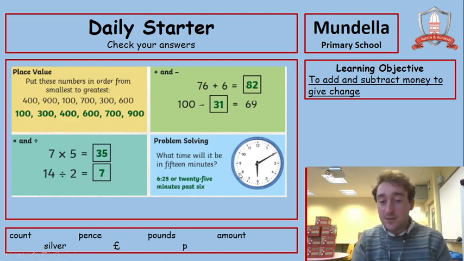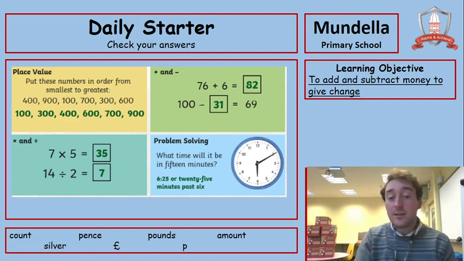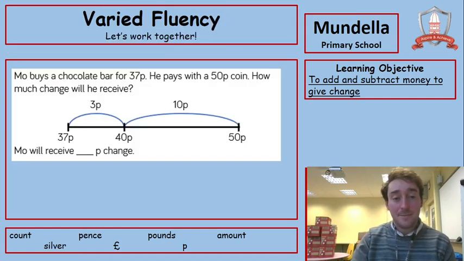What time will it be in 15 minutes? Well, there it shows the little hand on the 6 and the big hand on the 2, which tells us that it's 6:10. It's 10 minutes past 6. So if we add on 15 to that, that would make it here. There you go, 5, 10, 15. That would make it 6:25 or 25 minutes past 6. Okay, well done for having a go at those. Let's have a look at giving change, our learning objective for today.